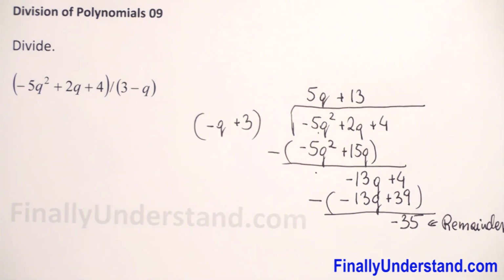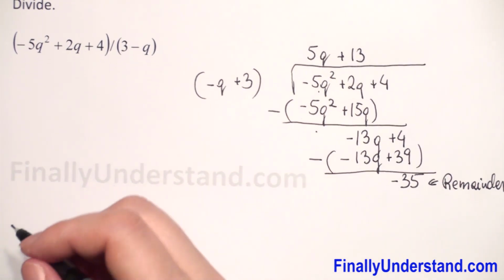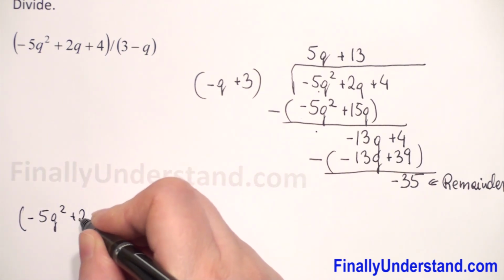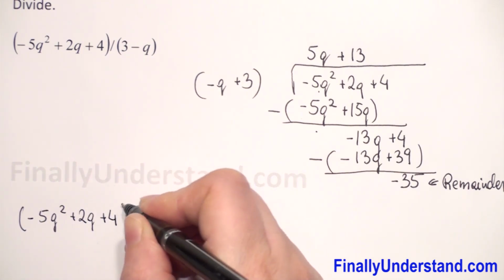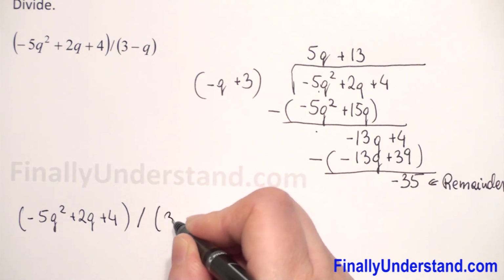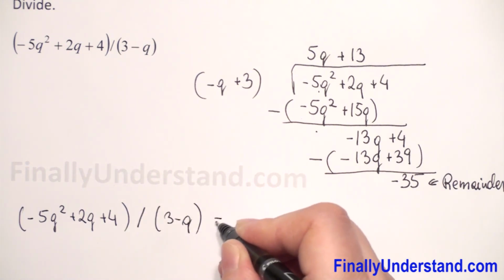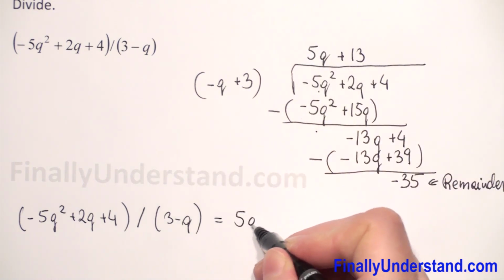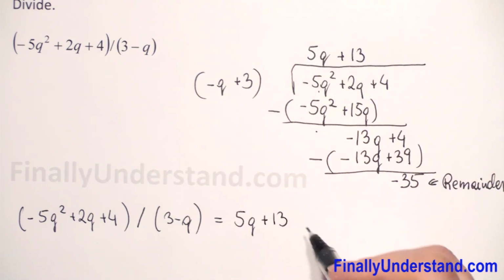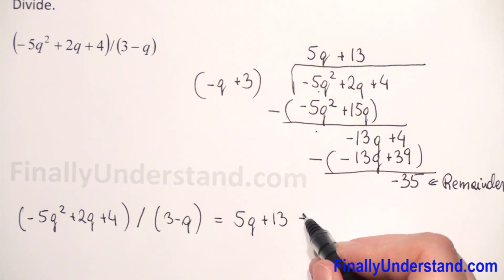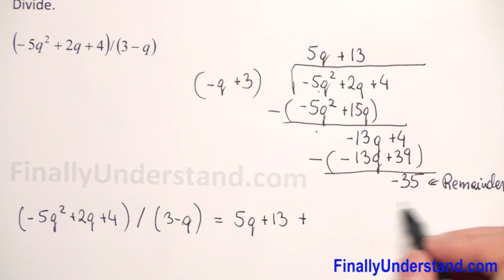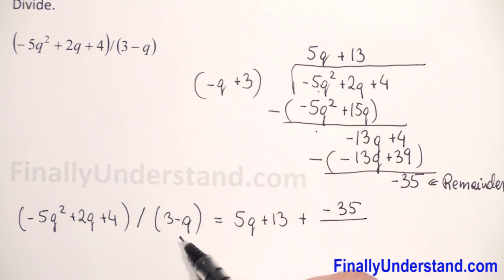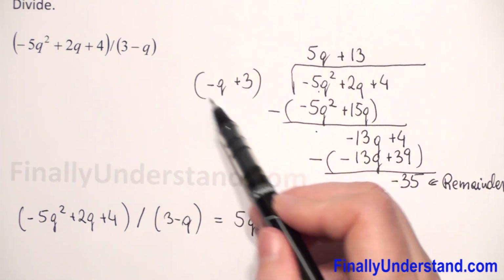Now we can rewrite our problem: negative 5q squared plus 2q plus 4 divided by 3 minus q is equal to whatever we have at the top, so 5q plus 13, plus our remainder, negative 35 over whatever we have here, our divisor.